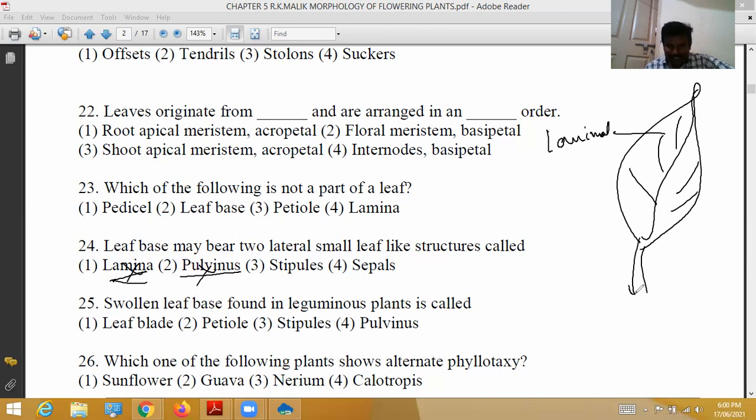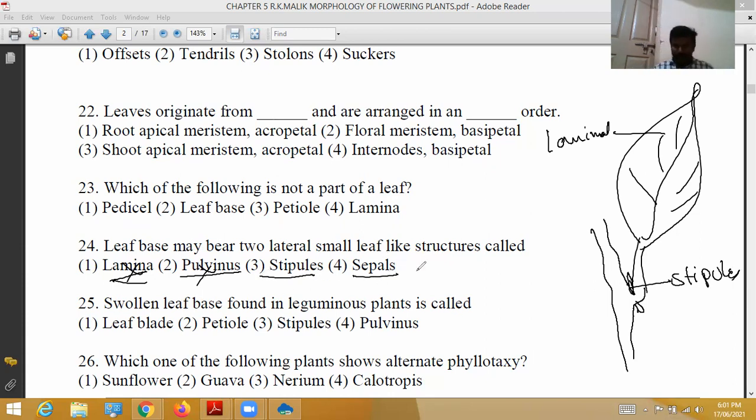Stipules. See here, leaf base like this. At the leaf base, the 2 lateral leaf-like structures are called stipules. Sepals are located in flowers, so that is also wrong. 24th question, correct option is the third option. Leaf base may bear 2 lateral small stipules.